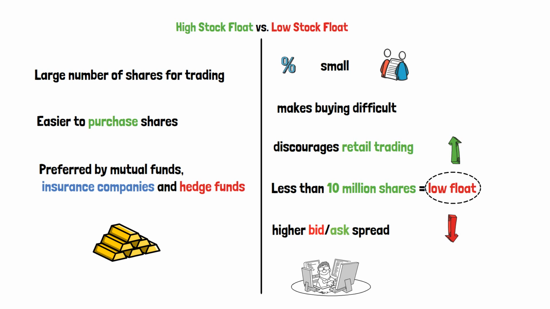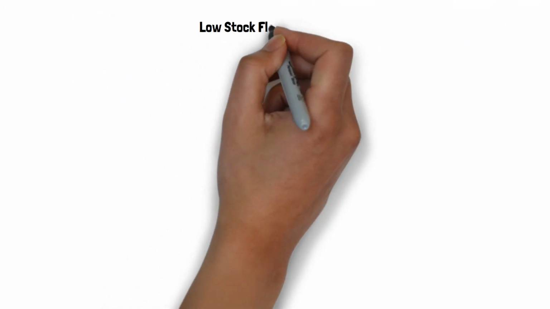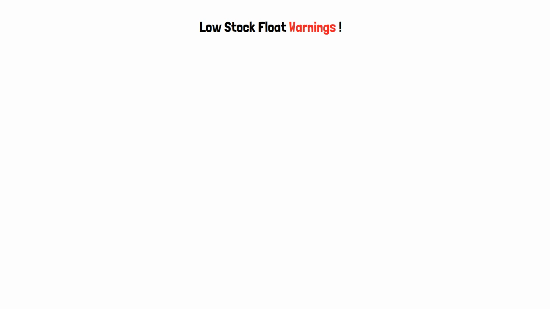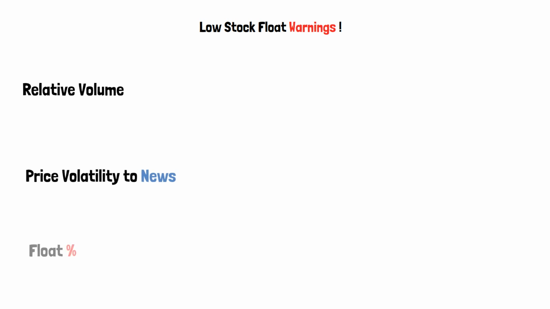It's also worth mentioning that big changes in a company's float can happen after a lockup period expires, which by industry standard is 6 months following an IPO. If you're considering investing in a low float stock, it's important to be very conscious of 3 main features. These include relative volume, price volatility to news, float percentage, and changes in the float percentage.